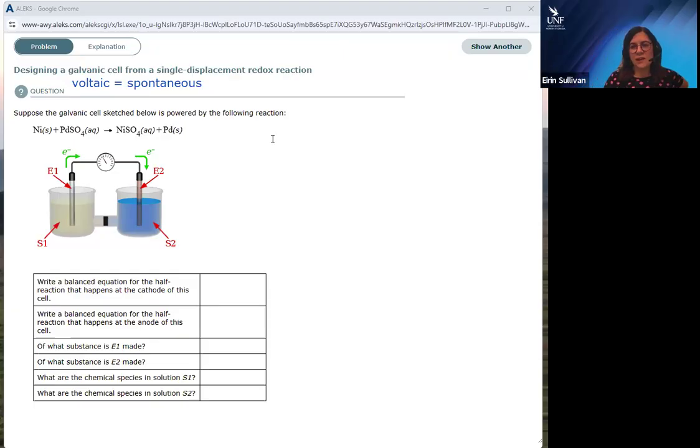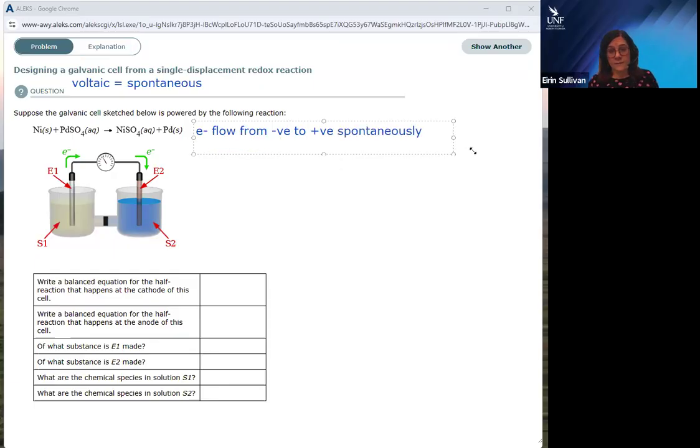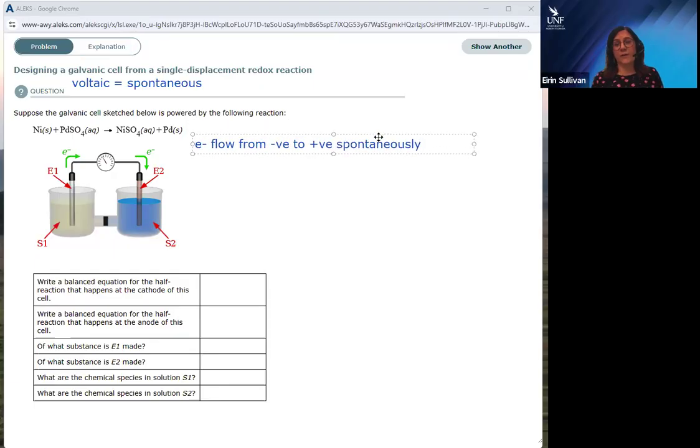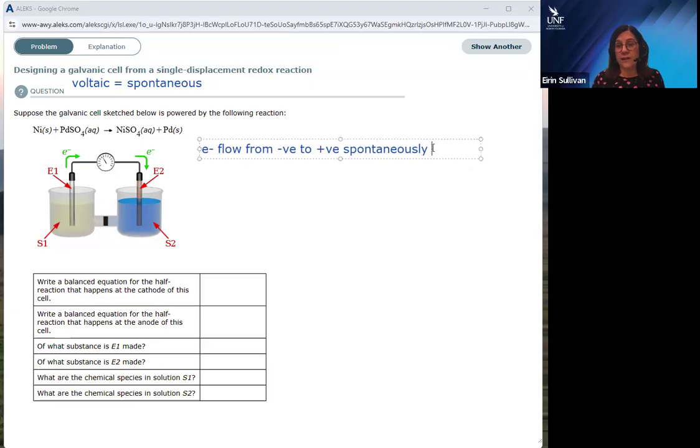The first thing is we need to be able to work out which process is a reduction process and which process is an oxidation process, and write half reactions for that. The second thing we have to understand is that electrons will flow from the negative electrode to the positive electrode spontaneously. That is exactly what is happening in a galvanic or a voltaic cell. We're looking at spontaneous flow of electrons, not flow of electrons being driven by an external current. That would be electrolysis. So we're going to flow from negative to positive. Opposites attract, right? Electrons are negatively charged, they're going to go to the positive end.